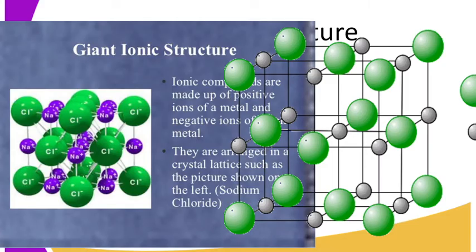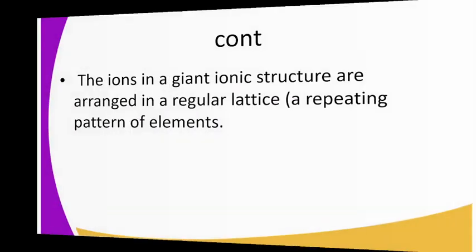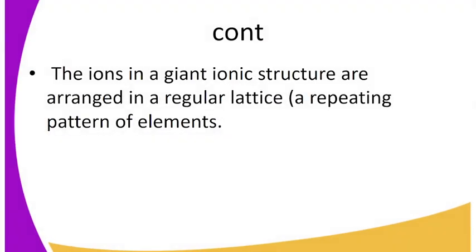Most ionic substances are crystalline in nature. Examples of substances with giant ionic structure are potassium nitrate, sodium iodide, potassium bromide, and calcium nitrate. The ions in a giant ionic structure are arranged in a regular lattice. That means a repeating pattern of elements.